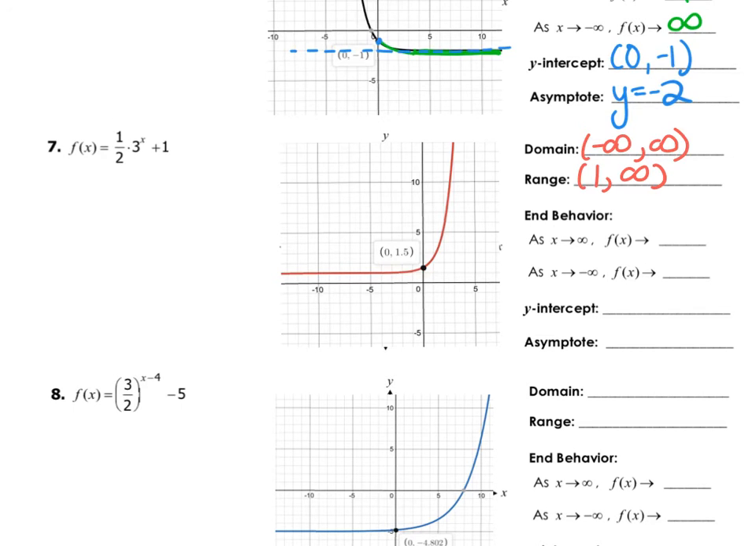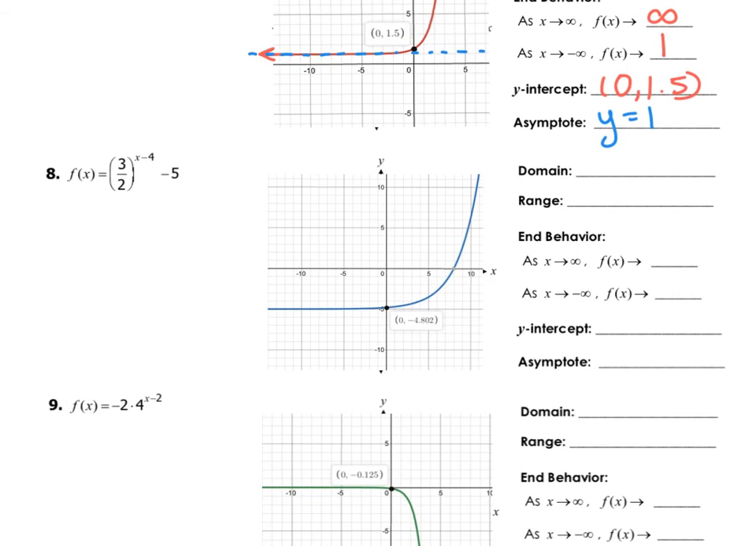The end behavior, as x moves to the right, notice how the graph is increasing to positive infinity. And as the graph moves to the left, see how the graph is approaching 1. The y-intercept is marked for us at 0, 1.5. And then the asymptote is right here, the line that the graph approaches but never touches. So that's y equals 1.